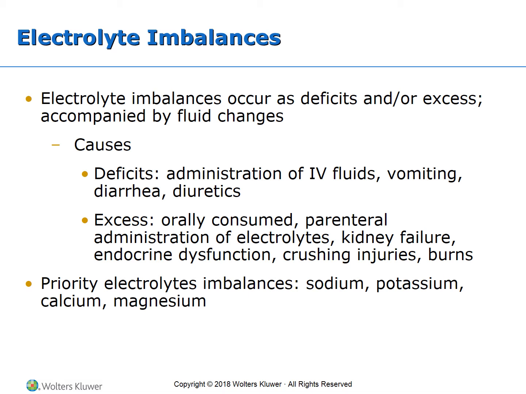Okay, so the priority electrolyte imbalances are sodium, potassium, chloride, and magnesium, and you'll see why this is the case. Many things can cause a deficit of it. It could be from administration of IV fluids, vomiting, diarrhea, or diuretics. Excess can be from the amount that we consume or parenteral administration of the electrolyte. Maybe the kidneys have failed, maybe the endocrine system has a dysfunction, or they have injuries and burns. So let's start with our first electrolyte imbalance. Next slide.